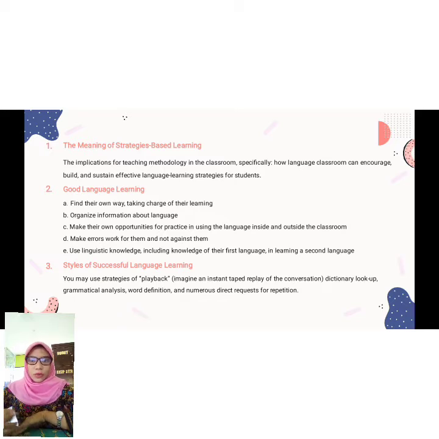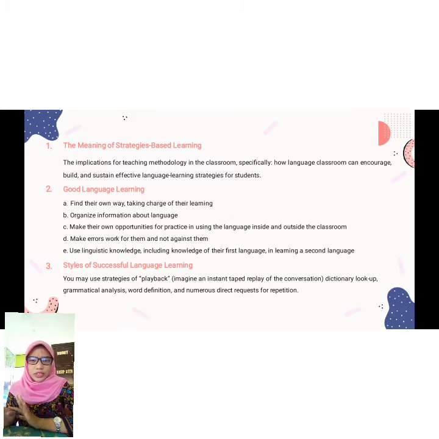For the first is find their own way, taking charge of their learning, organize information about language, make their own opportunities to practice in using a language inside and outside the classroom, make errors work for them and not against them. And the last is use linguistic knowledge. And the third is styles of successful language learning.